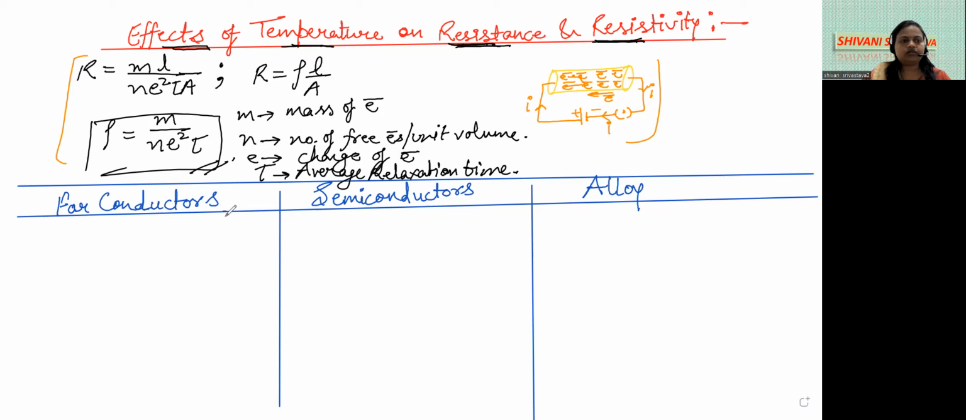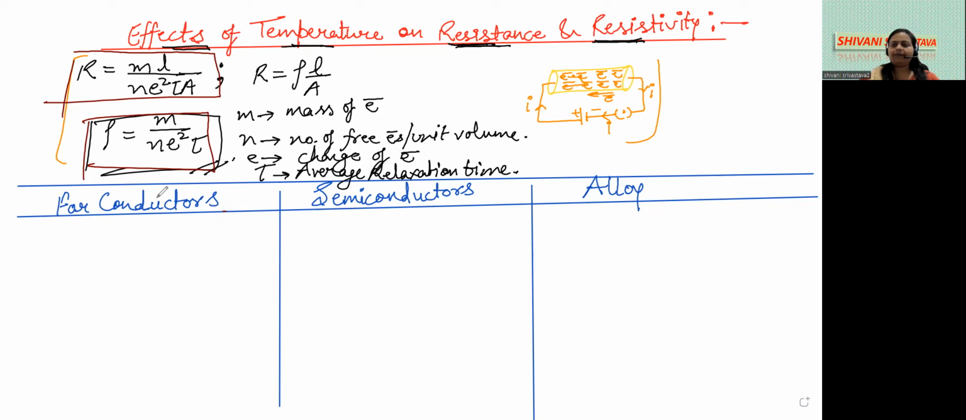What are the conductors? Copper, iron, these are all conductors, right? So as we know, what is the formula of resistivity? Resistivity is equal to m upon n e squared tau. And resistance also depends on the formula of resistivity only. R is equal to m l upon n e squared tau A.